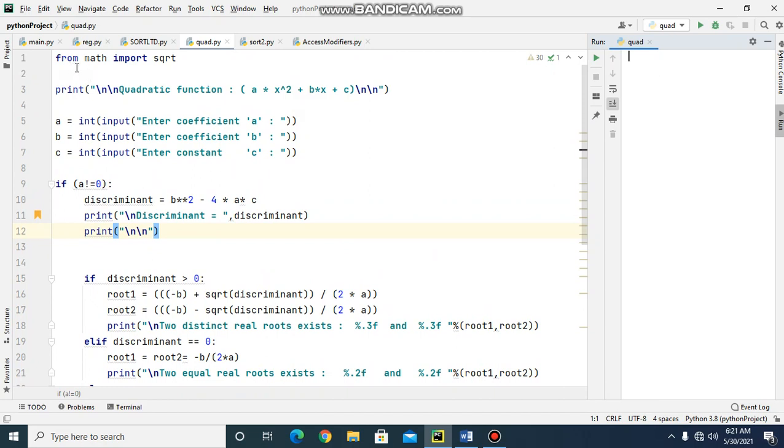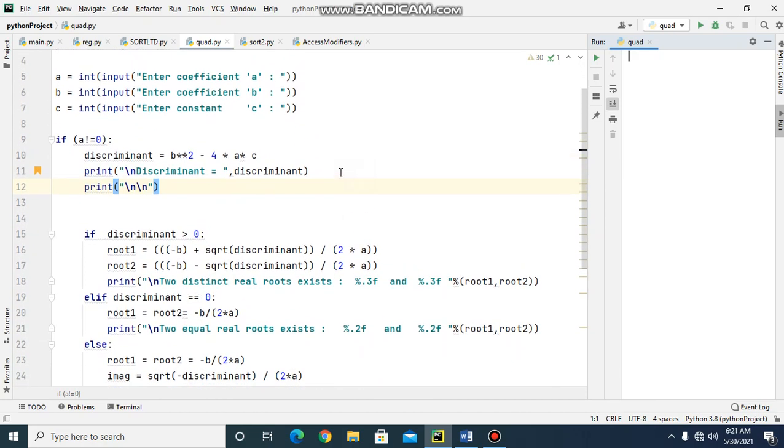So here from the math module I am importing square root. Then I am accepting from the users the coefficient of x square, that is a, and coefficient of x, that is b, and the constant c. So I am accepting the values from the user, converting it to the integer and storing it in these variables.